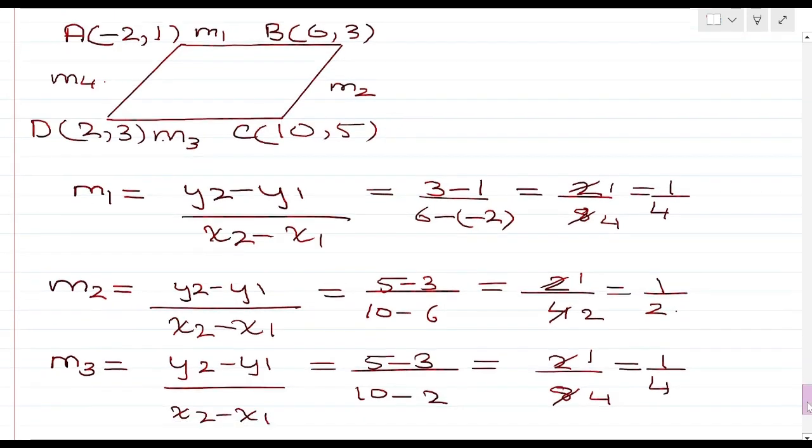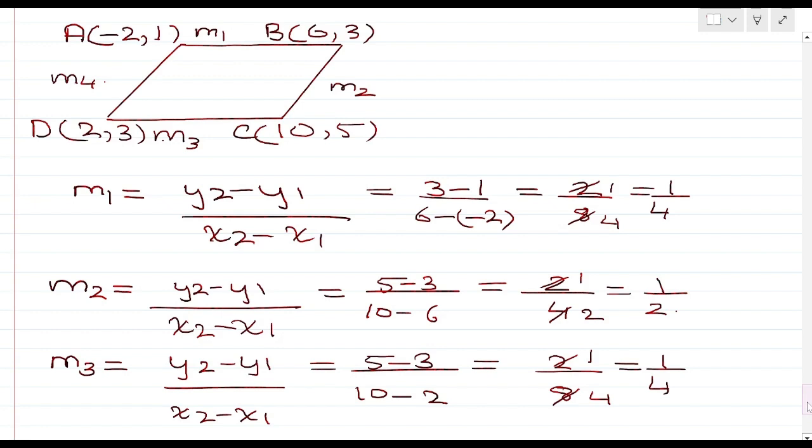So by using the formula of gradient, we can write (y2 minus y1) divided by (x2 minus x1), and that will be equal to (3 minus 1) divided by (6 minus (minus 2)). We are finding the gradient of the 2 points AB first. So that is 2 by 8 or simply 1 by 4. Now if we find the gradient of DC, which is m3, we will notice that (5 minus 3) divided by (10 minus 2) is also 2 by 8 or simplified 1 by 4.